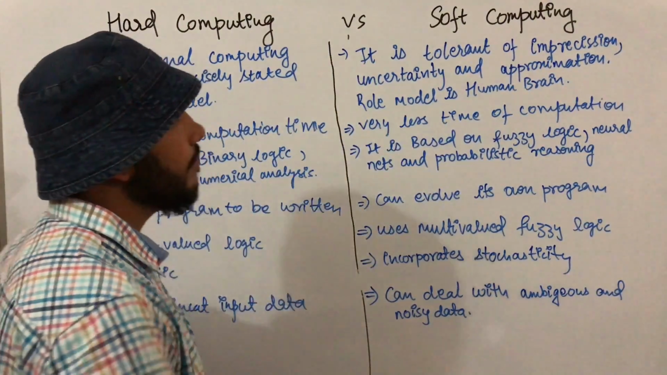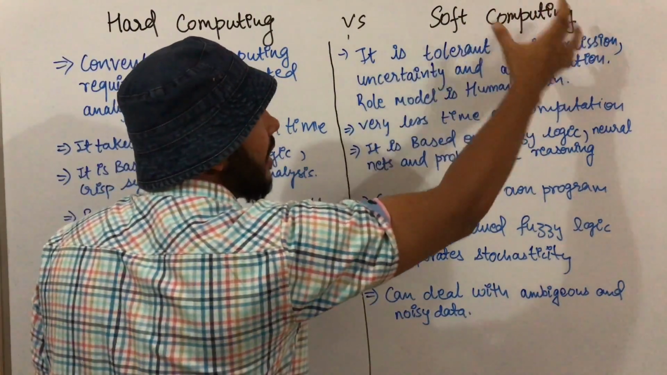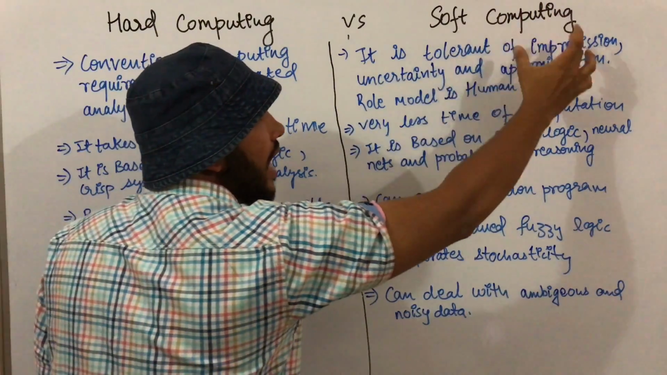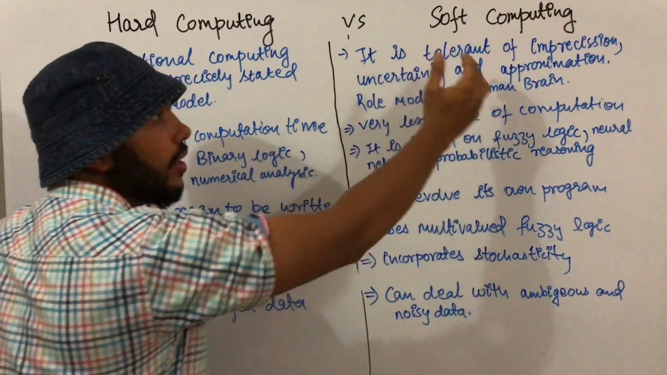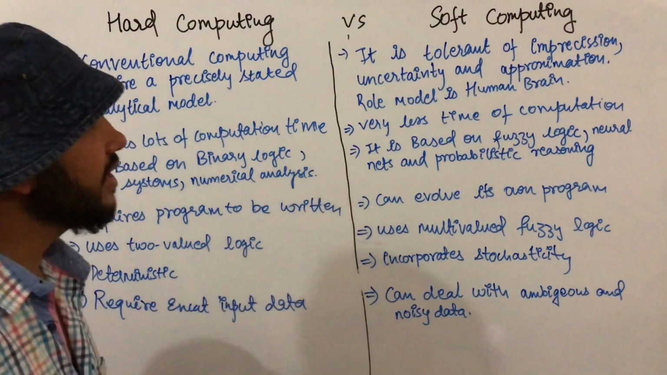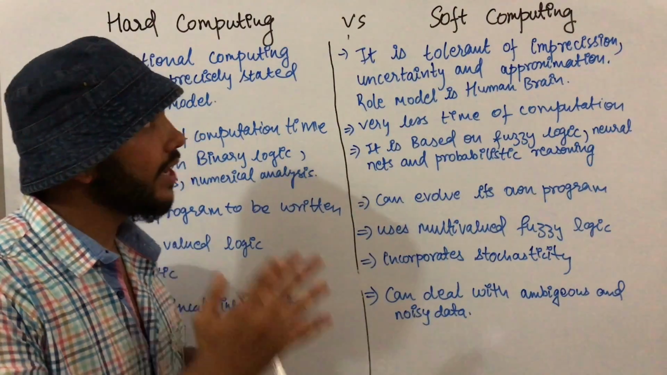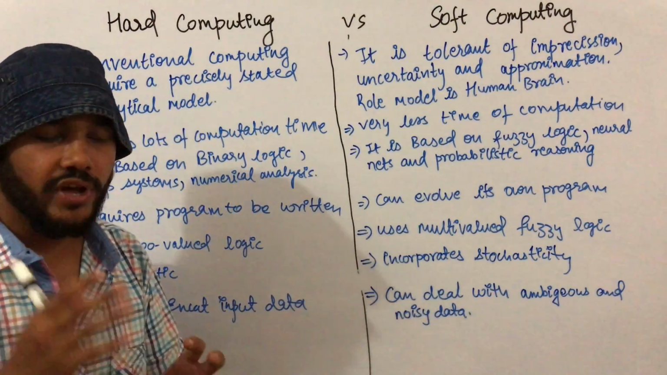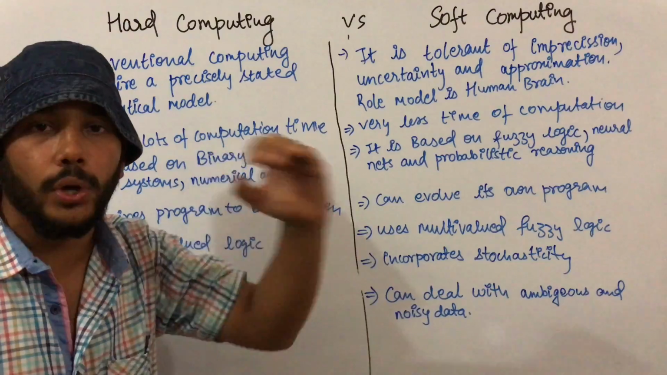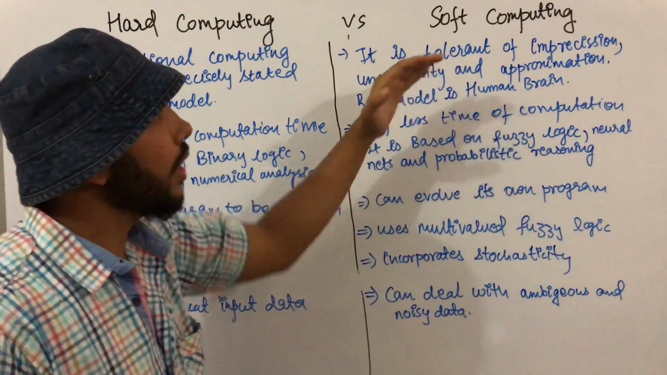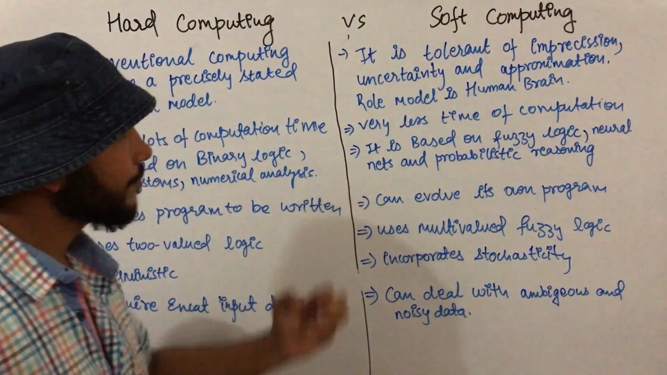In soft computing, it is tolerant of imprecision, uncertainty and approximation. The role model is the human brain. Tolerant of imprecision means that when you are uncertain about what is going to happen next, then we are going to use soft computing.